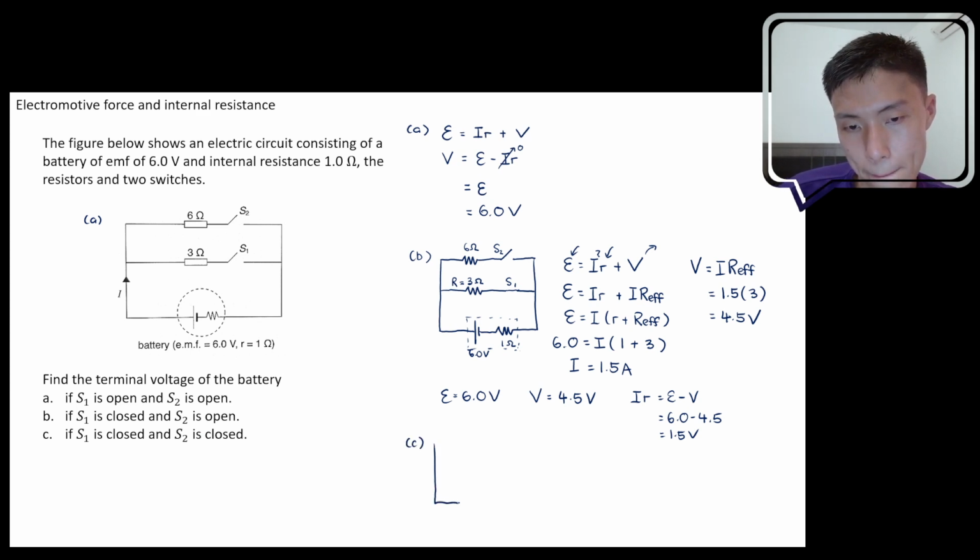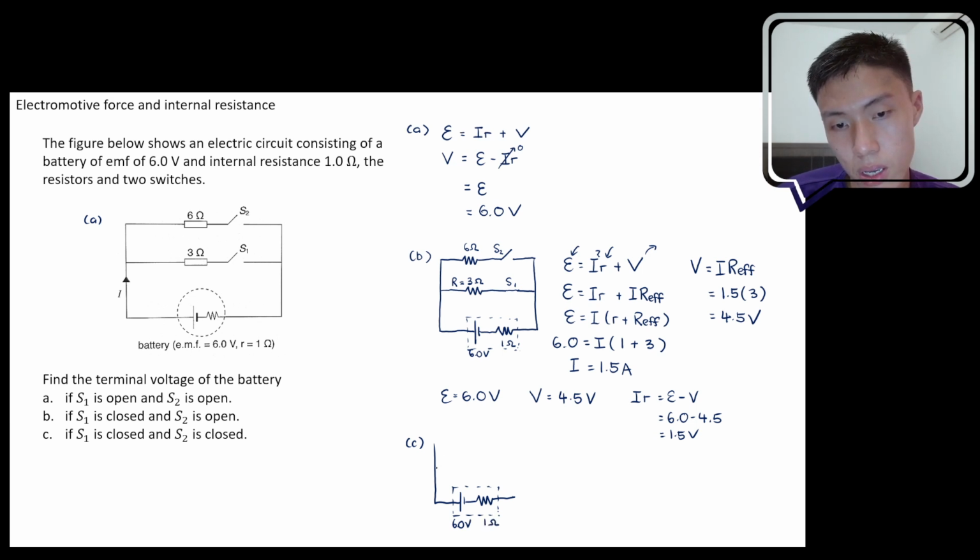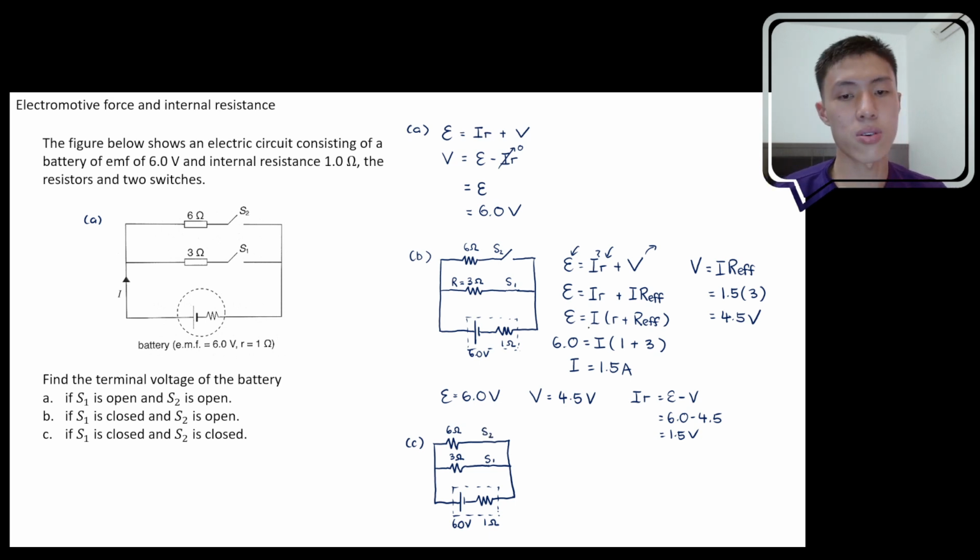Okay, battery, internal resistance. Label this as 6 volt, label this as 1 ohm. Okay, S1 is closed, right? S2 is closed as well, so we can just sketch it like this: 6 ohm, 3 ohm, S1, S2. Okay, so this is our circuit here.